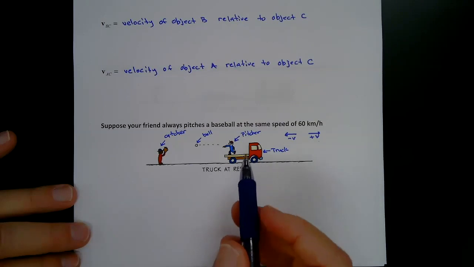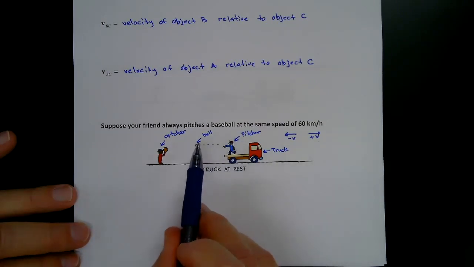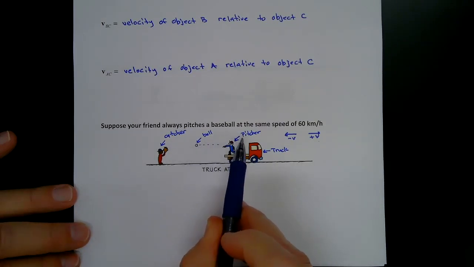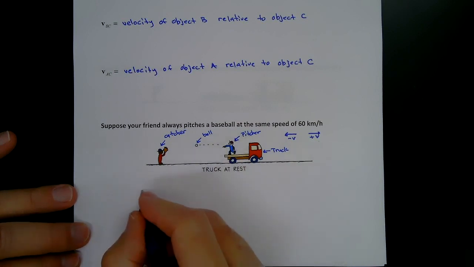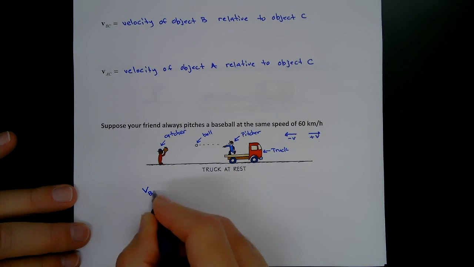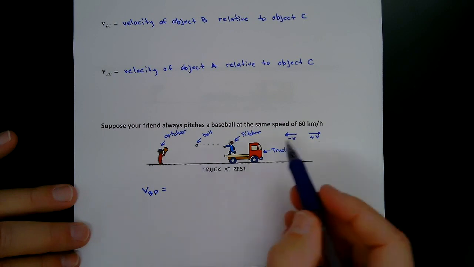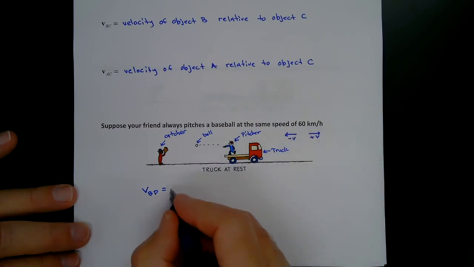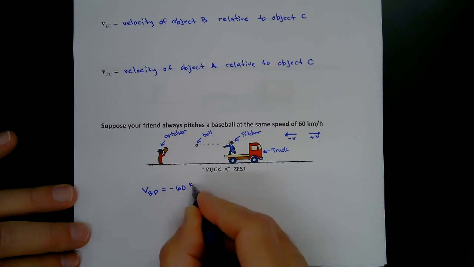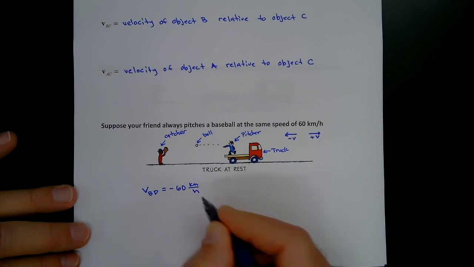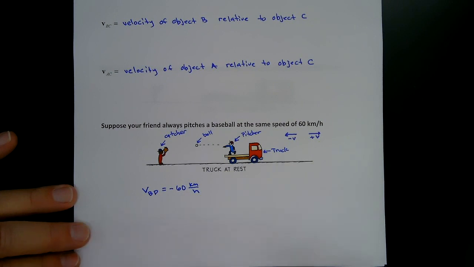Okay, so now what we would say is the velocity of the ball relative to the pitcher. So the velocity of the ball relative to the pitcher would be equal to, and since we're going left and the speed is 60 kilometers per hour, this is going to be negative 60 kilometers per hour. Okay, now this is going to be important. What if we don't want this one?